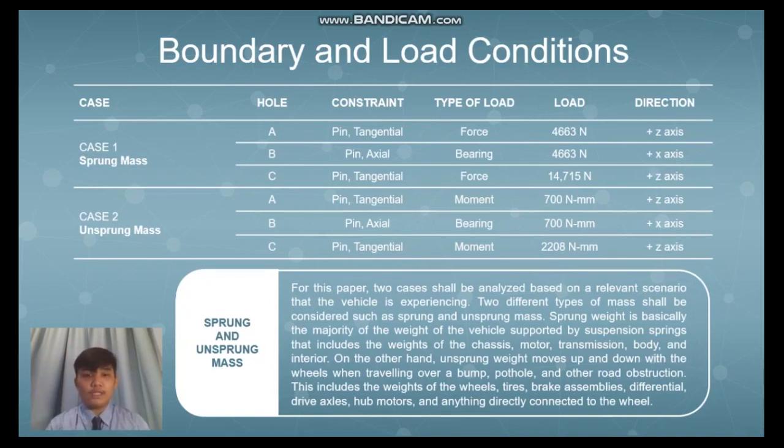So what is its importance? The unsprung mass only takes place if there's a bump or pothole which induces impact load, it causes the bolt holes to rotate slightly. Thus, a moment type of load shall be considered. So in here from the table, we can see that the case 1 is for sprung mass with a type of load such as force and bearing force. And for case 2, for the unsprung mass, the type of loads present are moment, bearing, and moment.